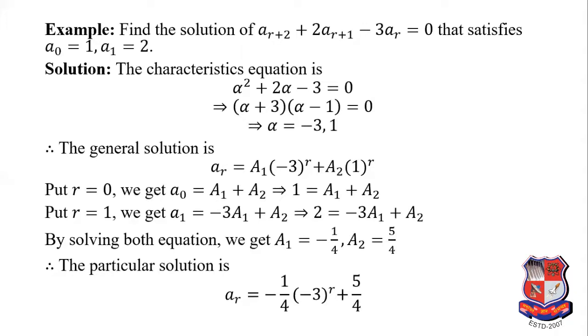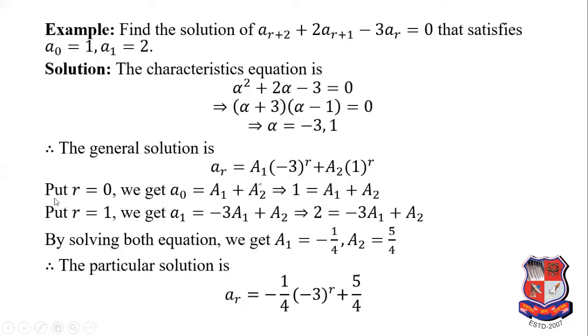Okay, so here it is a second order recurrence with two initial conditions. Now, if we form the characteristic equation for that, we'll get alpha square plus 2 alpha minus 3 equal to 0, and the roots for that we'll get as minus 3 and 1. So the general solution will be a_r = A1 (minus 3) raised to r plus A2 (1) raised to r. Now, as the initial conditions are given, we need to find the values of the constants A1 and A2.